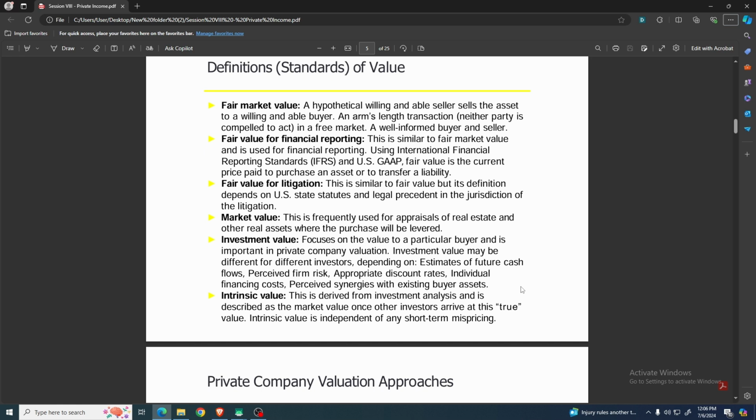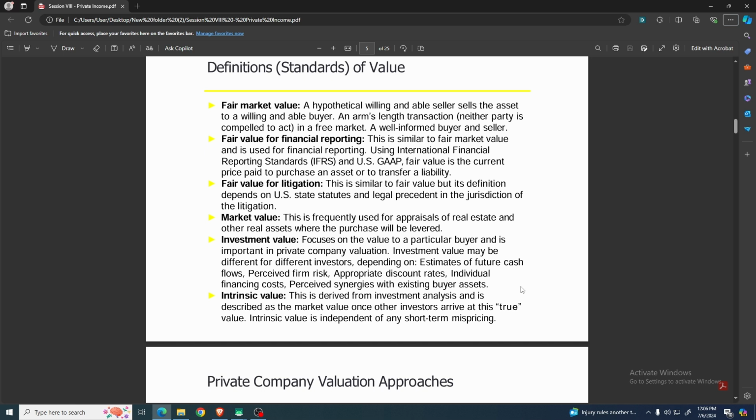And then we come to fair value for litigation. Fair value in the litigation context is used to determine the value of assets or liabilities as part of a legal dispute. The definition can vary depending on US state statutes and legal precedents, but the ideology is going to remain the same.